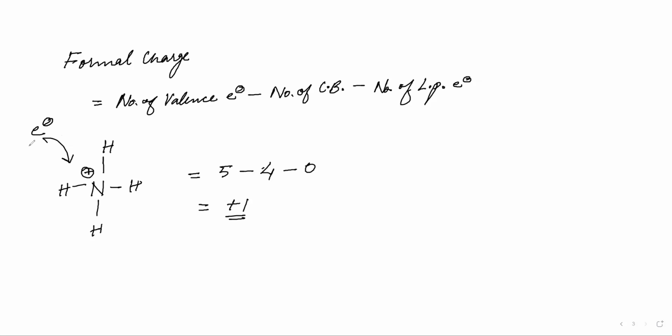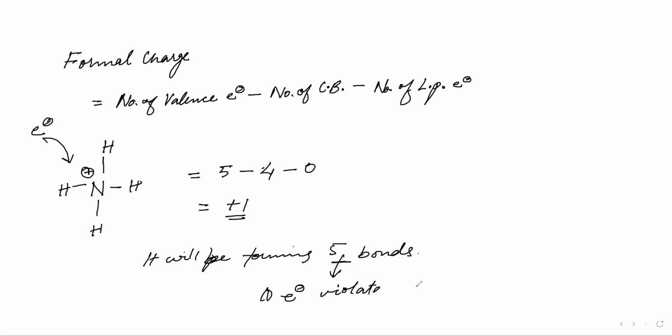I mean, no electrons can attack here. Why? Because if an electron attacks here and the nitrogen starts to form a bond, it will be forming 5 bonds, correct? If we form one more bond, then it will be forming 5 bonds. Now, if 5 bonds, then how many electrons? One bond has 2 electrons, so 5 bonds mean 10 electrons. Now, this violates the octet rule.